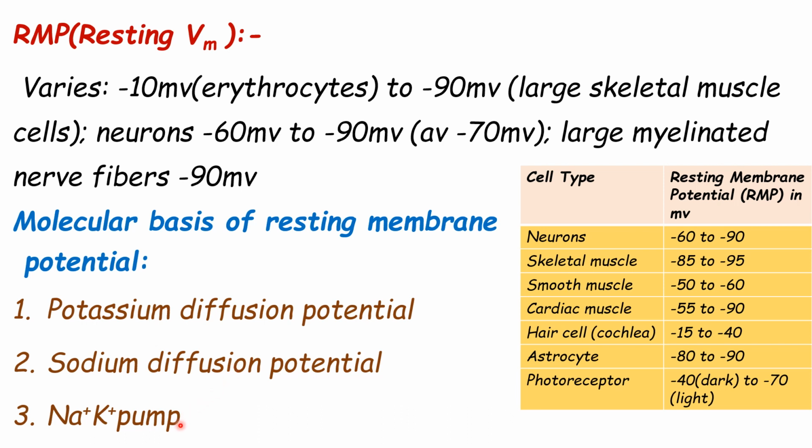So when we write 1, 2, 3, we want to tell you that the first one has the major contribution, the second slightly lesser, and the third the least. So it's not that you can alter this numbering. It's very important to understand why we number it this way.